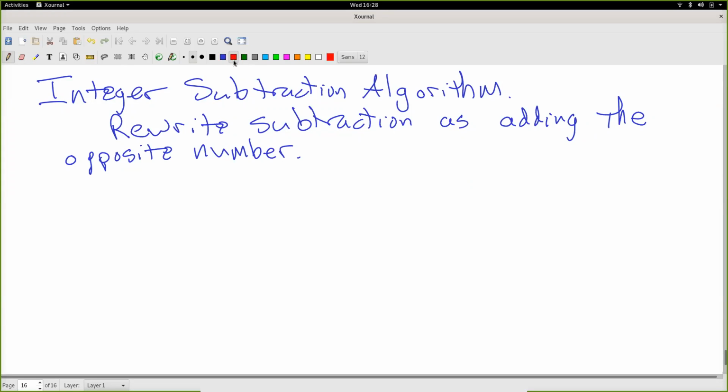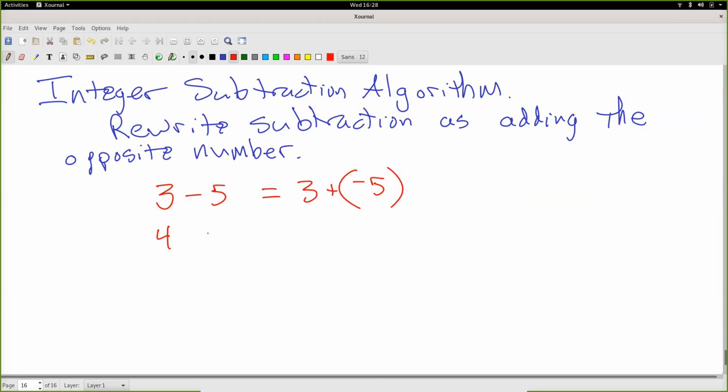So for example, if I needed to do 3 minus 5, the subtraction algorithm says to rewrite that as adding the opposite of the number. So according to this algorithm, 3 minus 5 is the same as 3 plus negative 5. Now, some of you might say, well, I'd rather just think about it as 3 minus 5. Some people might like to think of it as 3 plus negative 5, but that's the algorithm.